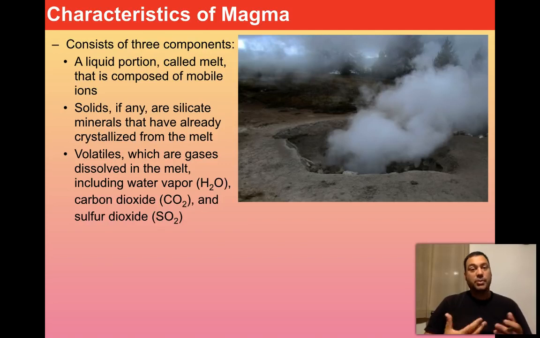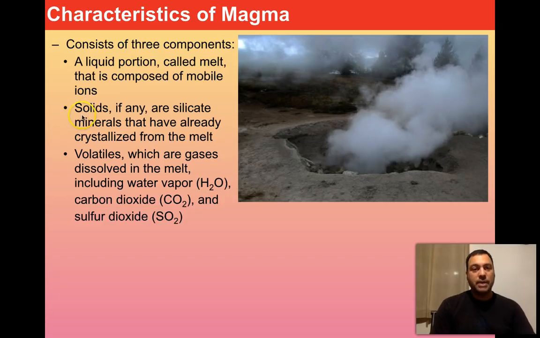To really have a good idea of igneous rocks and where they come from and what makes them tick, especially when you get into volcanoes, you have to understand what makes a molten rock. First off, there are three components to magma. There's a liquid portion called melt, a really original name, but in fact we call it melt. This is composed of mobile ions, a liquid ion.